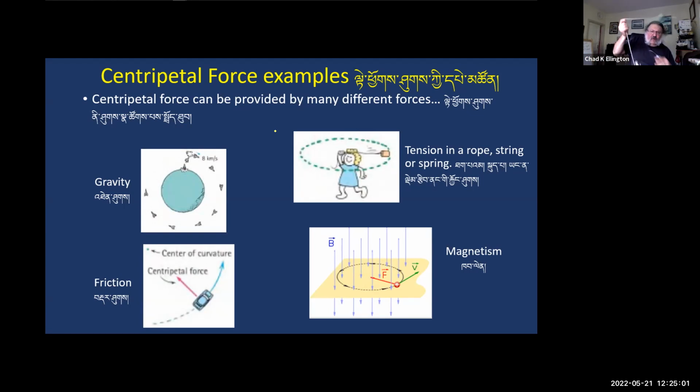There's a centripetal force that I am providing, which is via the tension in the rope.